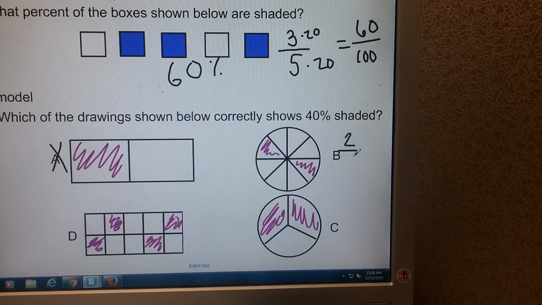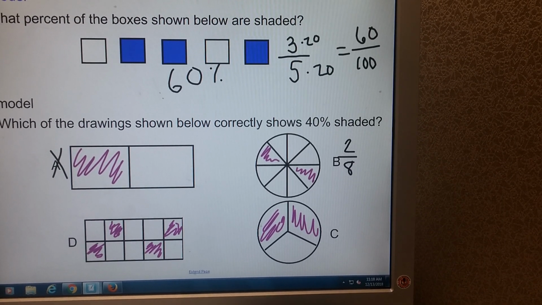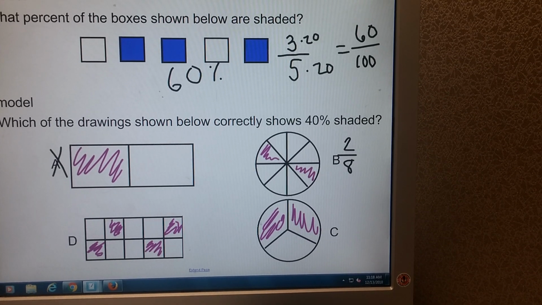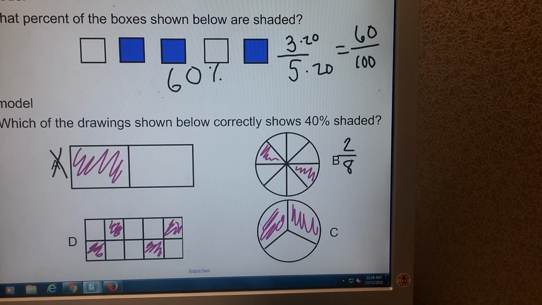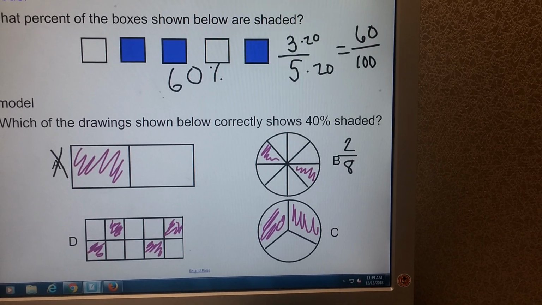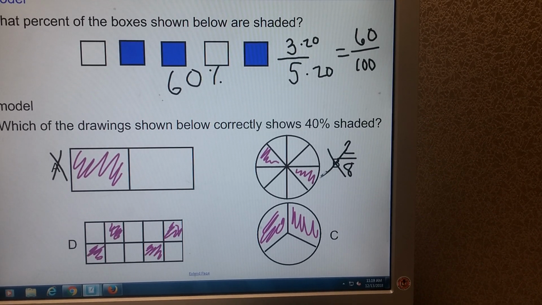So B is 2/8. When I think about that, I know I cannot make 8 out of 100. There are some alternate strategies we can use. If we punch that in our calculator, it will simplify to 1/4. And 1/4 is 25%. So I'm not looking for B either.